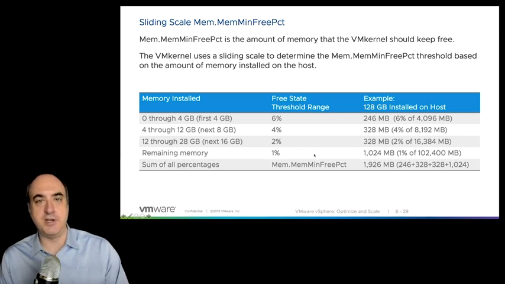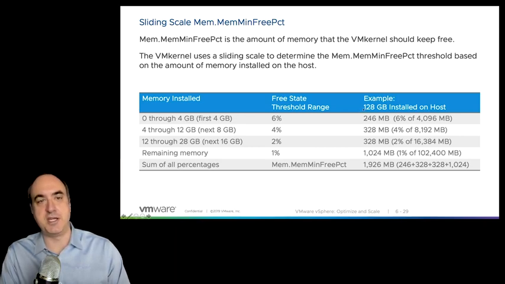And so what we do here is the system starts doing these calculations. For instance, it'll look to see how much memory is on board the server and then break it down in multiples of, or in powers of 2, basically. But it starts with 4. So as you'll note here, for the first 4 gigabytes installed on an ESXi host, gigabytes 0 through 4 will take 6% of that. If you happen to have 128 gigabytes of memory on that ESX server, that would be 246 megabytes. So 6% of 128 is 246.